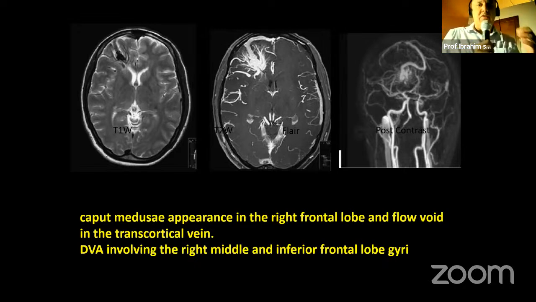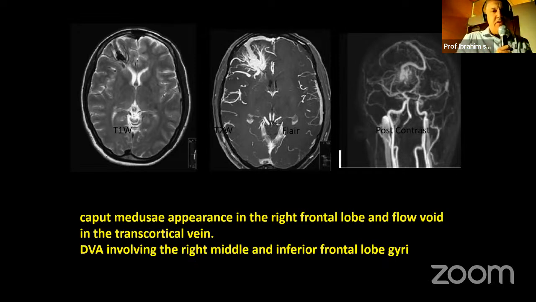What we think as interventionalists is that the DVA is mainly a venous disease. The cavernoma is a capillary disease. So they are in the transition, and this is why we think that the formation of cavernoma follows the DVA thrombosis or something like that. So this is the theory of them.